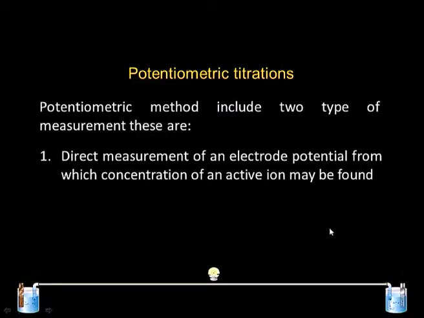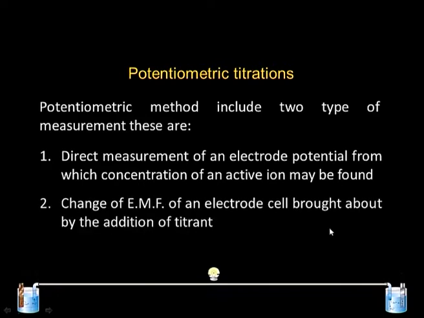Let us now come to some potentiometric titration. The potentiometric method includes two types of measurement. These are direct measurement of an electrode potential from which concentration of an active ion may be found. Second, we can determine change of EMF of an electrode cell brought about by the addition of titrant.